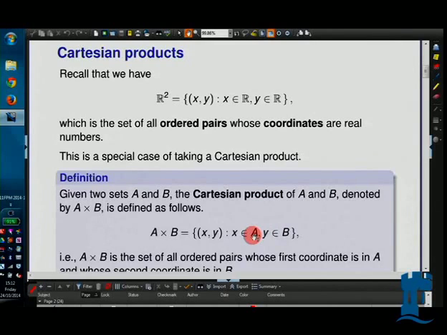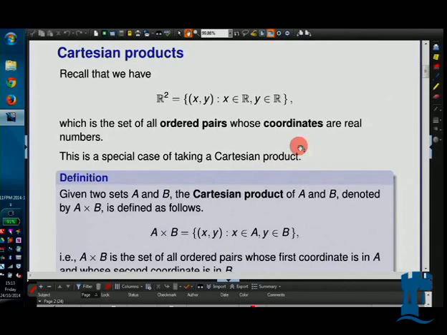Notice there's nothing to do with multiplication in here. It's a bit unfortunate, but I gave you a notation for A plus B earlier, which had something to do with taking sums. And now I'm giving you a notation for A times B, which has nothing to do with taking products, nothing to do with multiplying, okay? This is what's called the Cartesian product. It's a sort of way of multiplying the sets together, but it's nothing to do with multiplying numbers together.